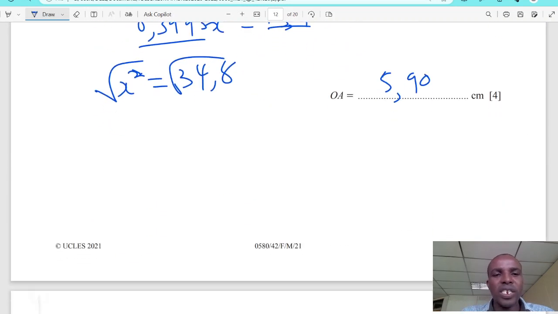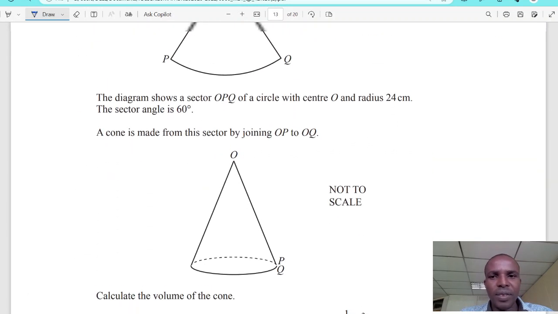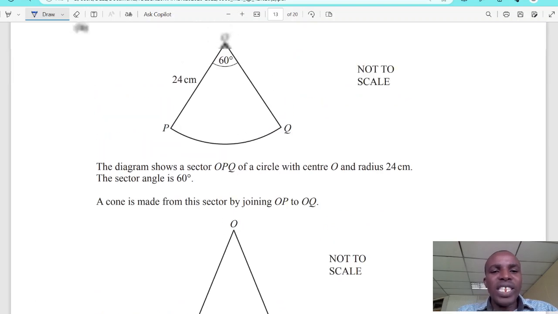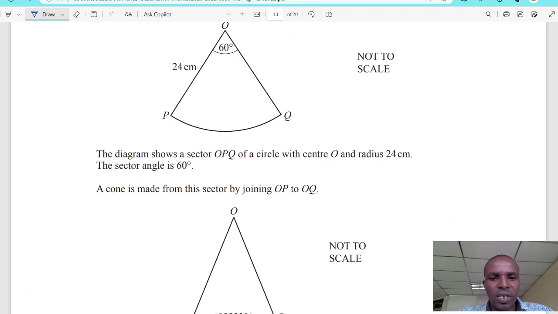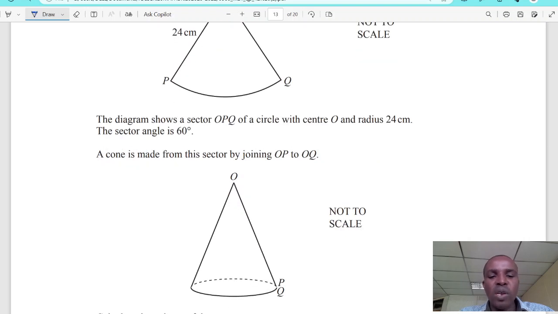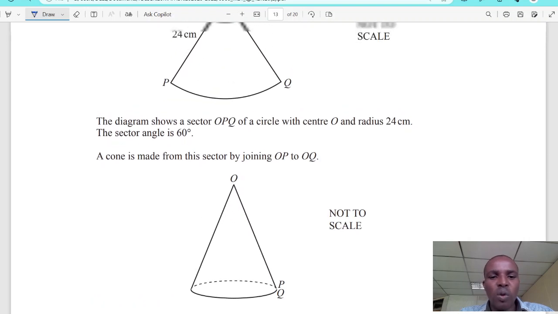Next, part C. The diagram shows a sector OPQ of a circle with center O and radius 24 centimeters. The sector angle is 60 degrees. A cone is made from this sector by joining OP and OQ. We now have a cone from a sector. Calculate the volume of the cone. Volume of this cone, right?